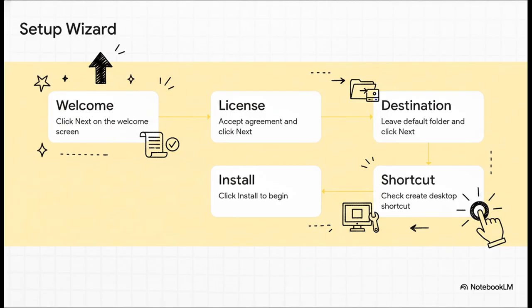Fourth, under Additional Tasks, I highly recommend checking the box to create a desktop shortcut. It just makes finding the app way easier later on. Finally, on the Ready to Install screen, click the magic button, Install. This whole wizard takes literally 1 to 2 minutes at most.